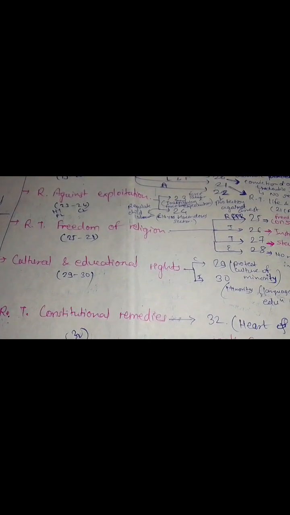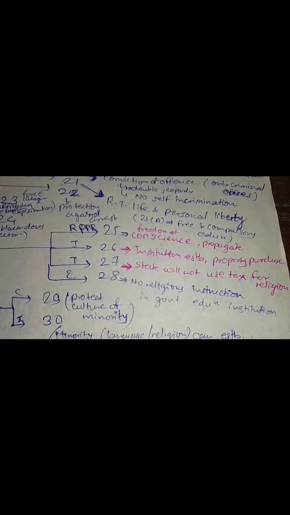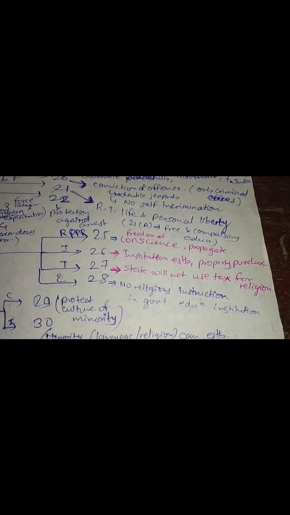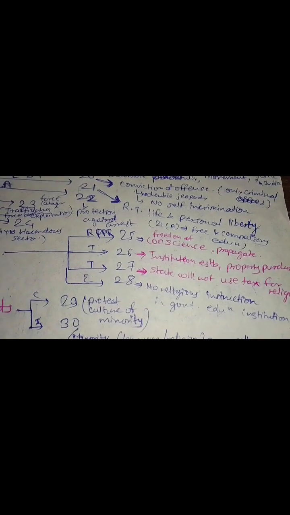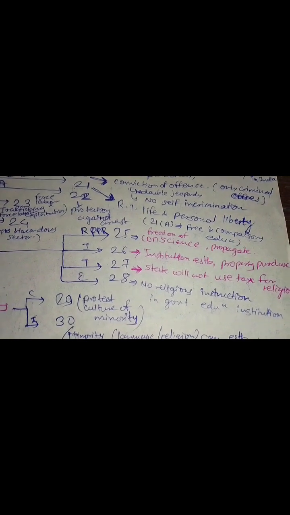Then the next right is the right to freedom of religion. It is covered under Article 25 to 28. The first one, Article 25, is about freedom of conscience and to propagate our religion. We can propagate, promote and practice our religion. There is a freedom of religion.